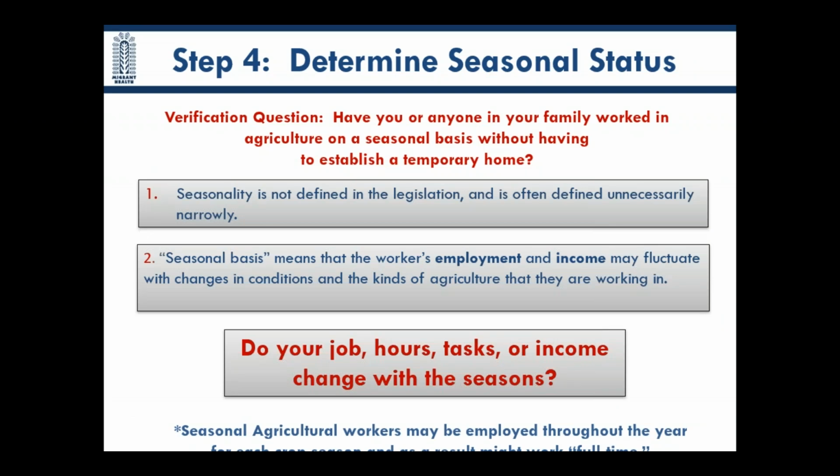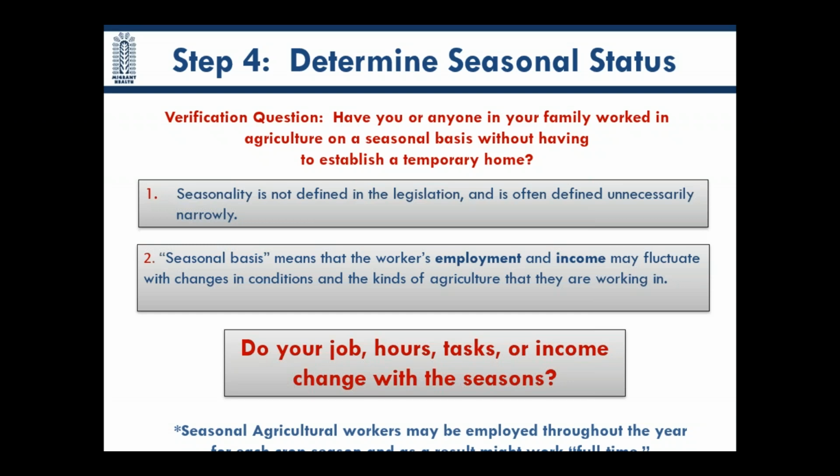So if they're not a migratory worker, then we want to determine their seasonal status. So the verifying question is, have you or anyone in your family worked in agriculture on a seasonal basis without having to establish a temporary home? So seasonality is not defined in the legislation, and it's often defined unnecessarily narrowly.